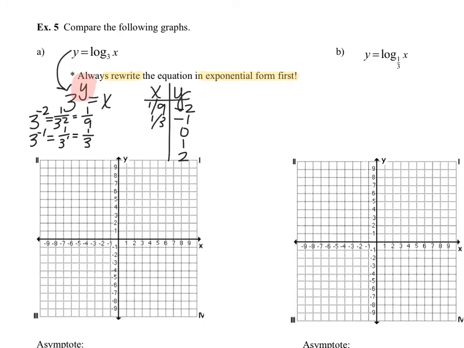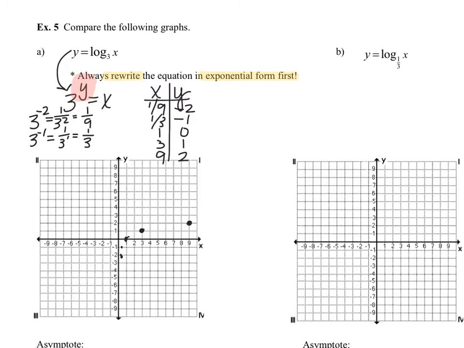Then 3 to the 0 power will be 1, 3 to the first will be 3, and 3 to the second will be 9. So let's plot these values and then see if we see the common features that we just developed above. 1/9, -2, that's going to be difficult to plot because it's so close to the x-axis. 1/3, -1, kind of same thing, you're just going to estimate those. Then we see 1, 0, we have 3, 1, and we have 9, 2.